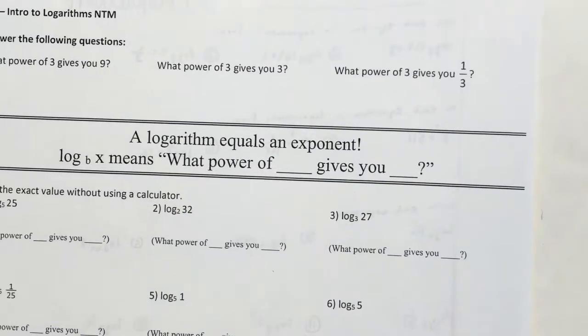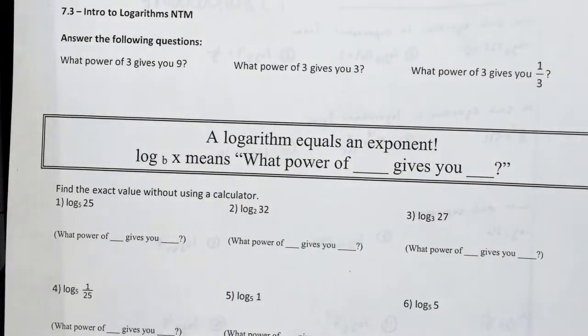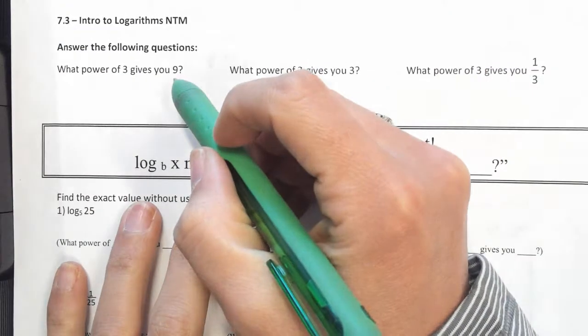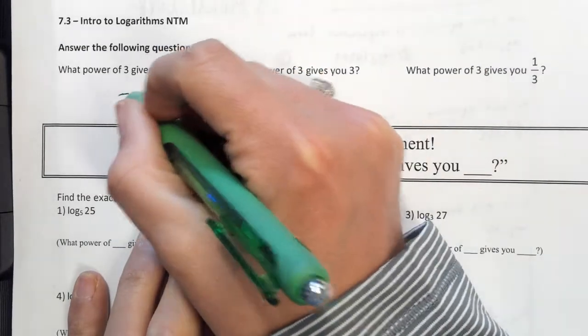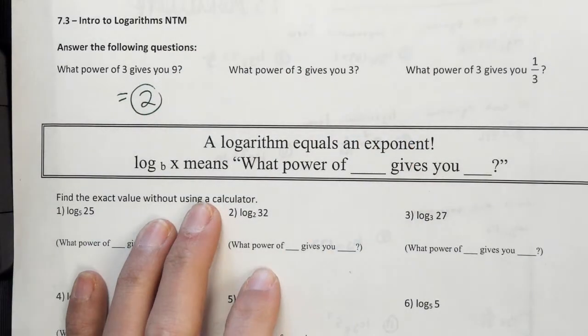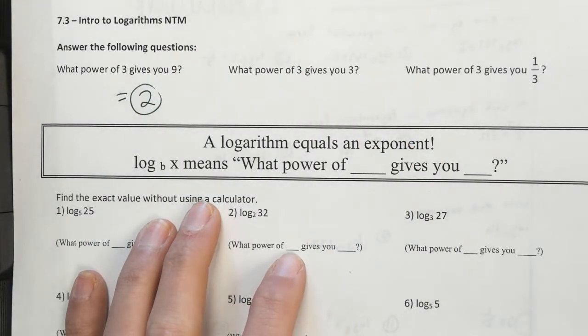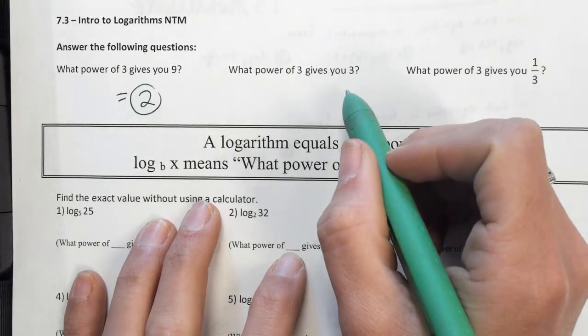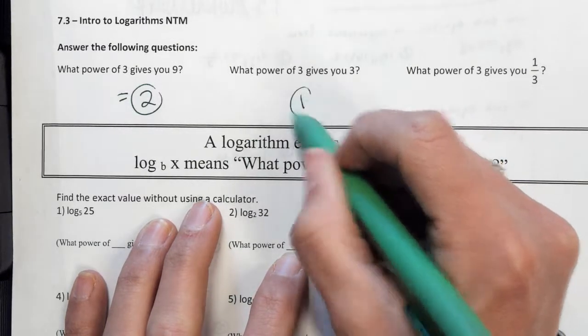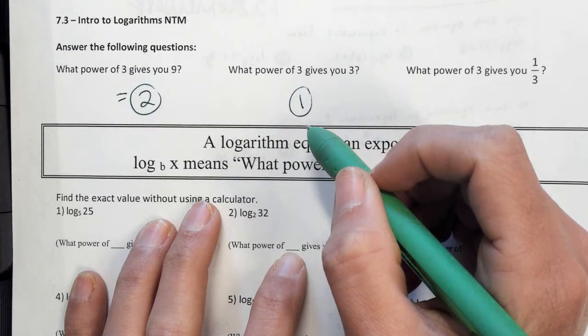Alright, logarithms are kind of dealing with exponents, so kind of what we've been doing with 7-2. If I were to ask you what power of 3 gives you 9, you would tell me what? Good, that's kind of what a logarithm asks. Alright, what power of 3 gives you 3? Very good.